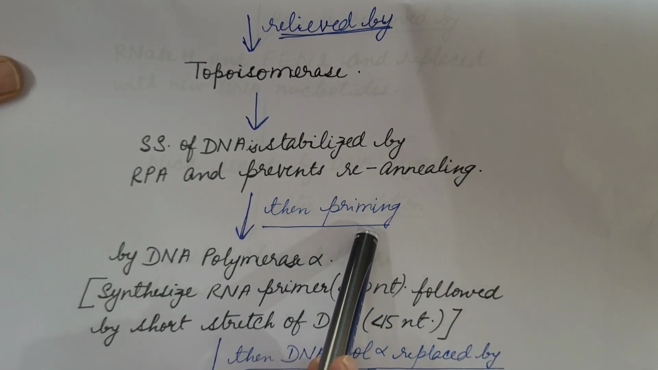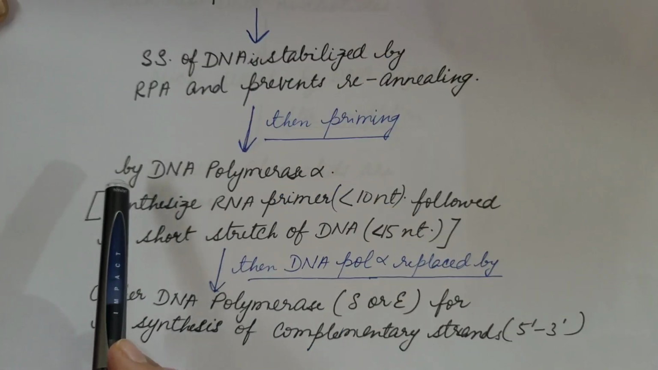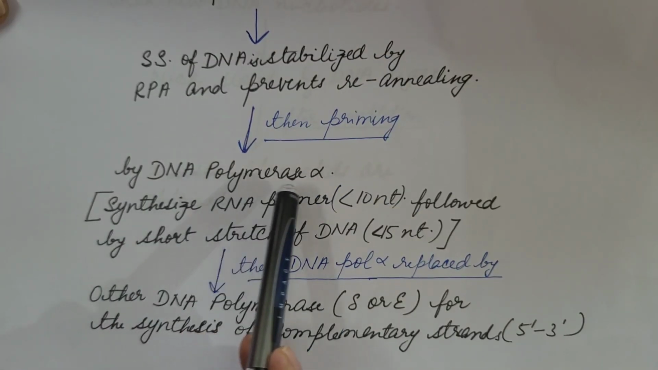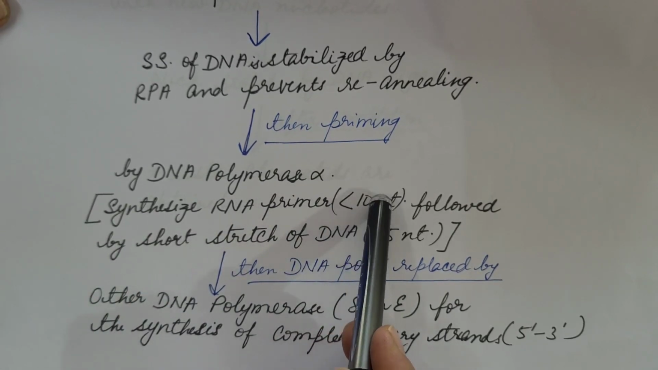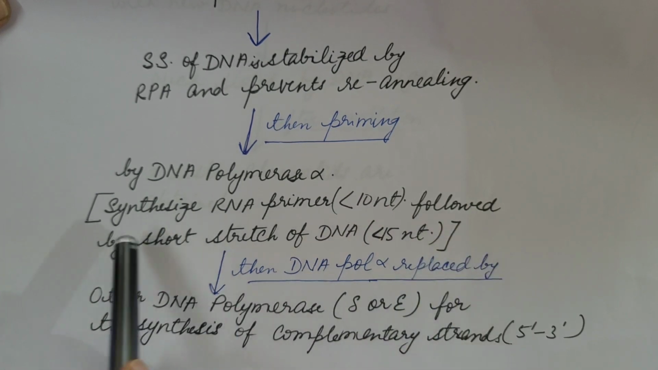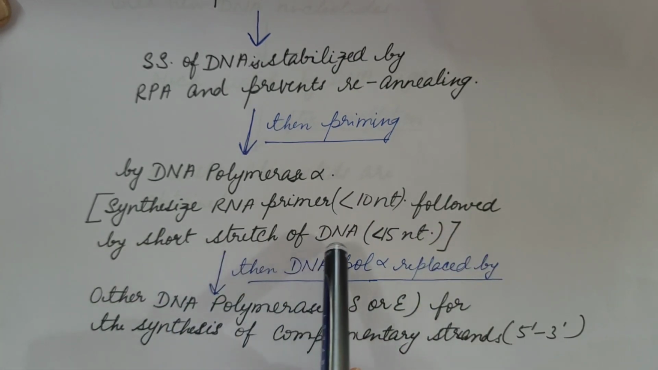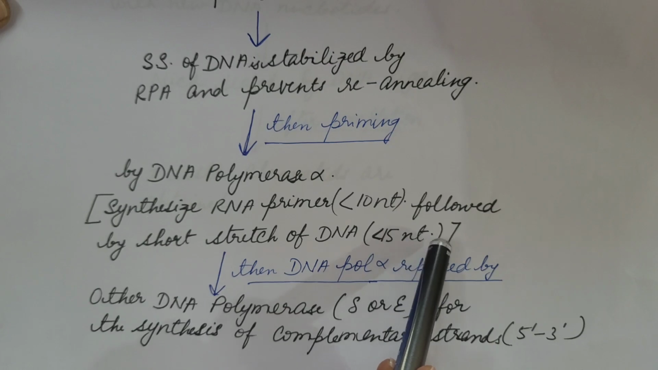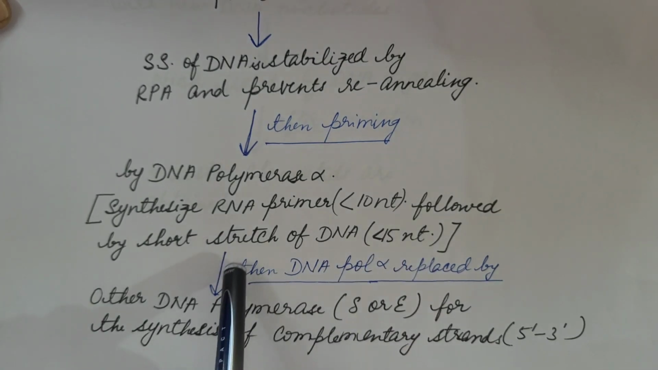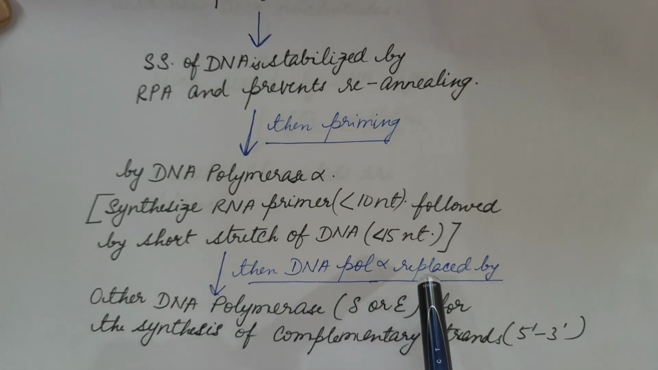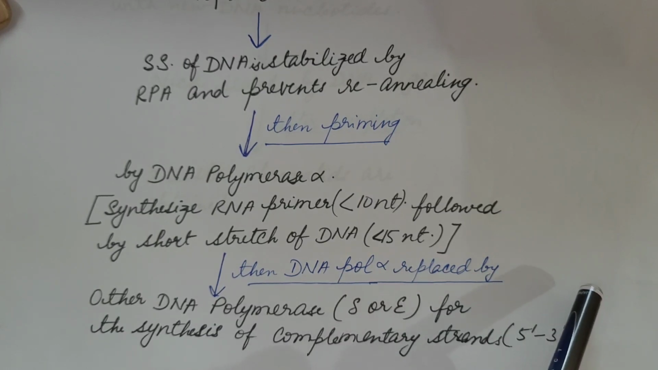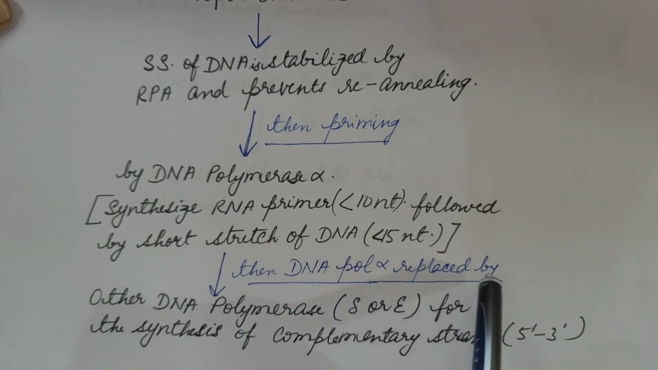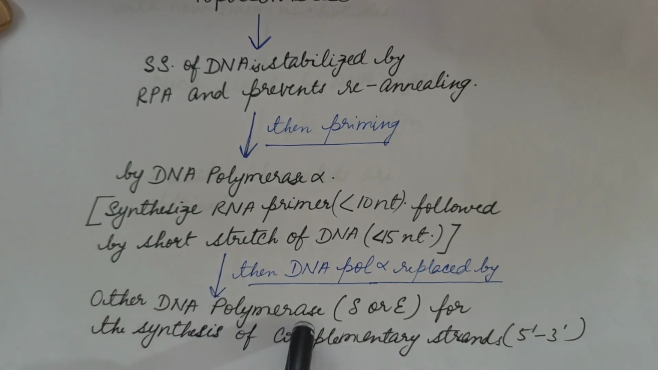Then priming occurs, or the synthesis of the primer. The primer is synthesized by DNA polymerase alpha. It synthesizes an RNA primer which is 10 nucleotides long, followed by the synthesis of a short stretch of DNA, less than 15 nucleotides long. But because of its low processivity, DNA polymerase alpha cannot extend the new strand of DNA. Hence, DNA polymerase alpha is replaced by another DNA polymerase.